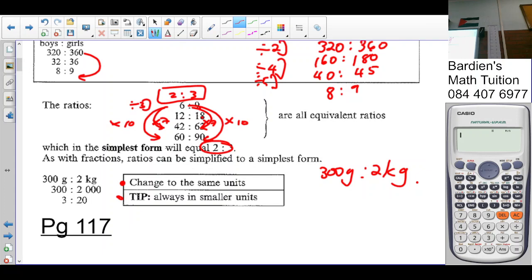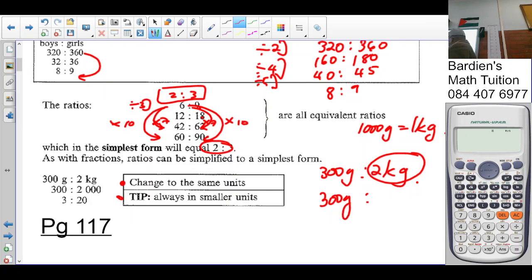So, how many grams are there in a kilogram? 1,000. So we say 1,000 grams equals 1 kilogram. How many grams will there be in 2 kilograms? 2,000. So we got 300 grams is to 2,000 grams. You will understand.